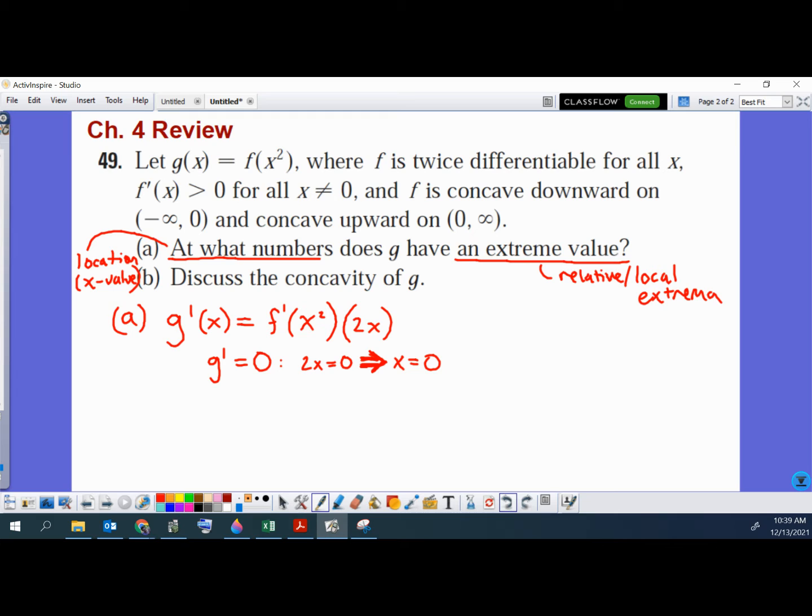All right, and then the other possibility is F prime of X squared equals 0. What do we know about F? Well, we know F prime of X is greater than 0 for all X not equal to 0. And we also know that F is twice differentiable for all X. So that means F is also once differentiable for all X. That means F prime of 0 does have to exist.